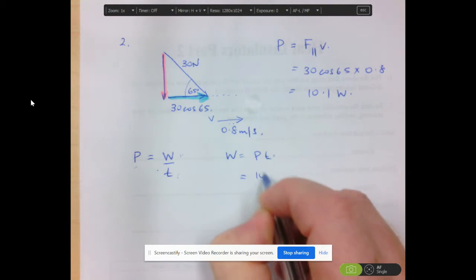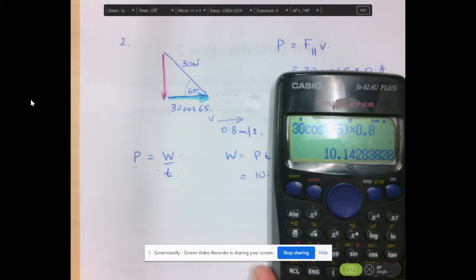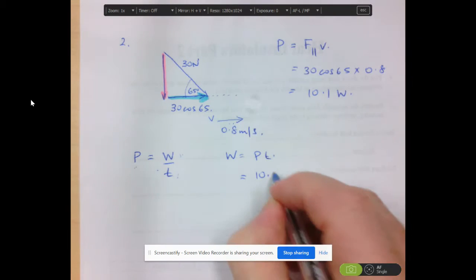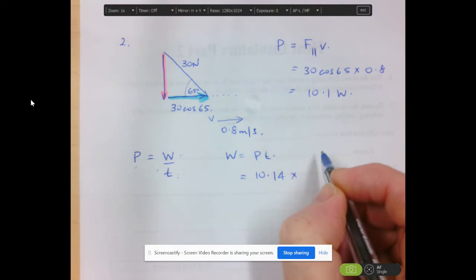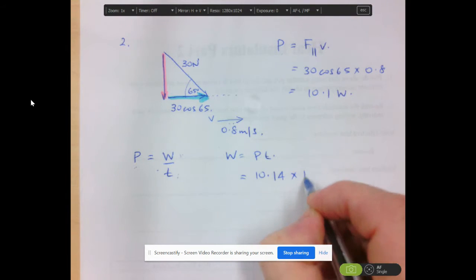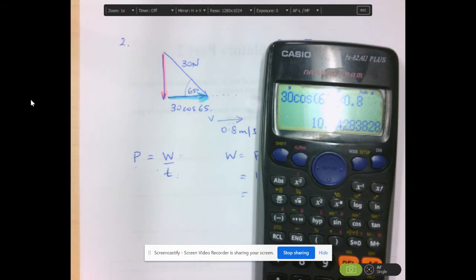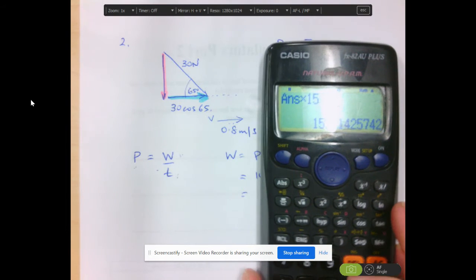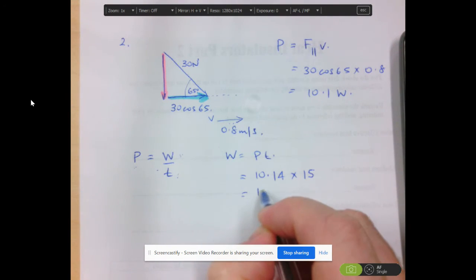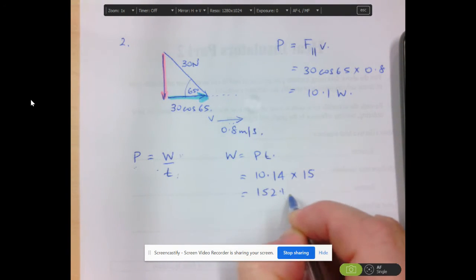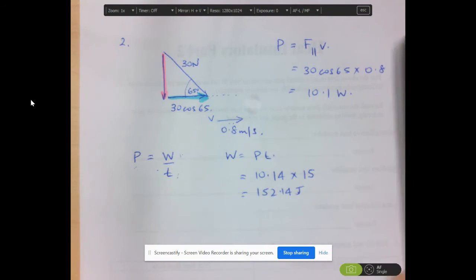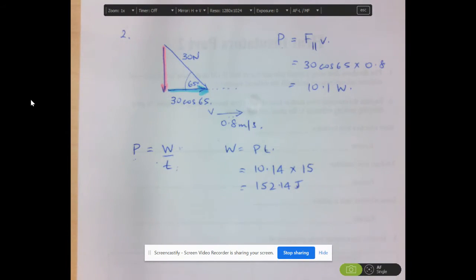And that would be, I might use the more accurate value, 10.14 times the time, which we are told to do for 15 seconds. Multiplying that by 15, it's 152.14 joules. Okay, so that's how much work has been expended.